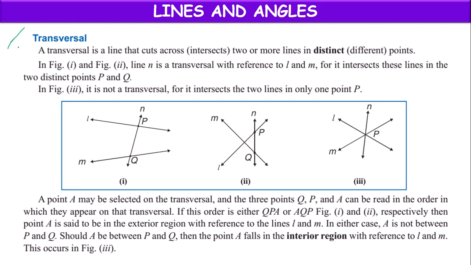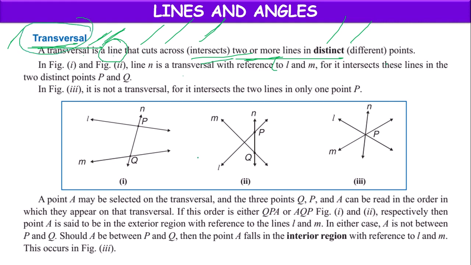Next, children, we have the transversal. So a transversal is also a kind of line. A transversal is a line that cuts across, or intersects. The line that intersects two or more lines in distinct, or different, points is called a transversal.